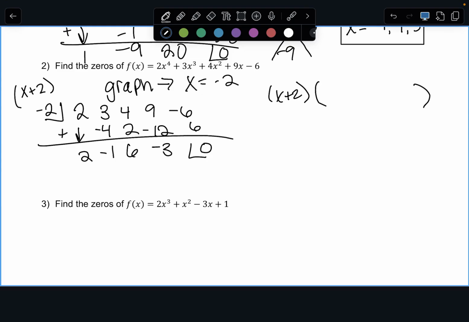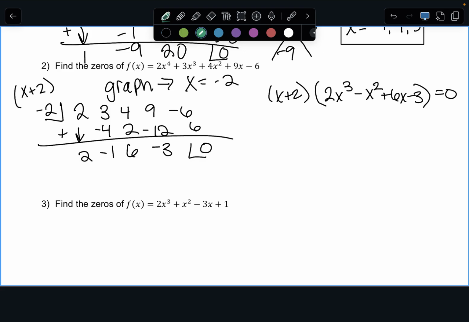So this should be x to what power to start with? To the 3rd. So 2x cubed minus x squared plus 6x minus 3. This one I can't mess with. It's just an x plus 2. This one has 4 terms. What should I try to do first?